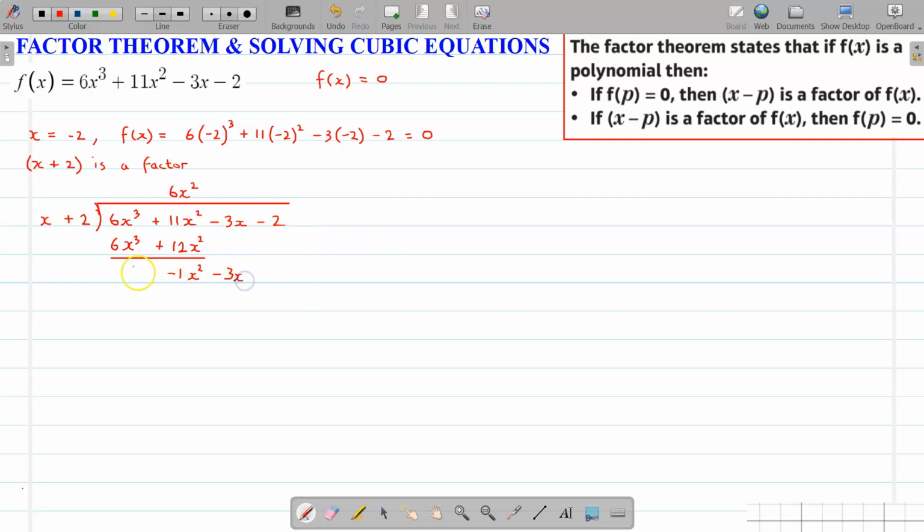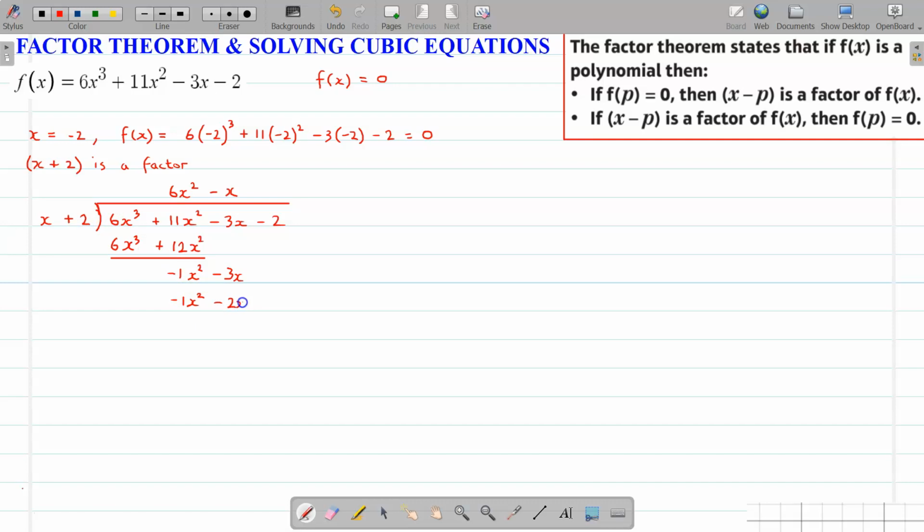And now I'm doing another division. I'm saying, how many times does x plus 2 go into minus x squared minus 3x? So basically, how many times does x go into minus x squared? Well, it goes minus x times. Okay, and minus x times x plus 2 is minus 1x squared. Okay, and then minus x times 2 is minus 2x.